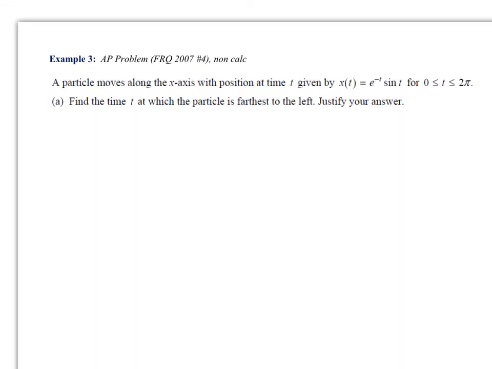All right, a particle moves along the x-axis with position at time t given by x of t between 0 and 2 pi. Part A, find the time t at which the particle is farthest to the left and justify your answer. I'll put a little work down and be back.